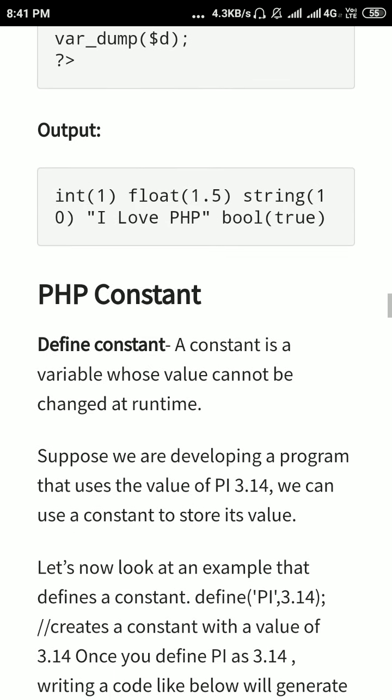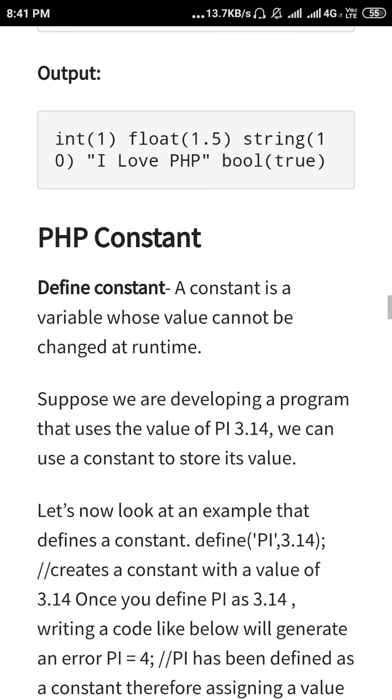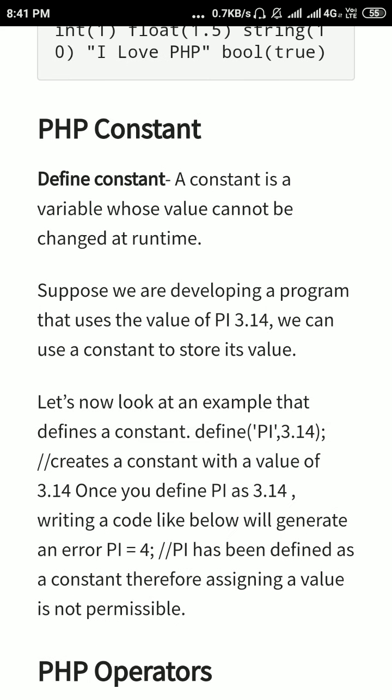What is a PHP constant? A defined constant is a variable whose value cannot be changed at runtime. Suppose we are developing a program that uses the value of pi 3.14. We can use a constant to store its value. As you know, the value of pi is not exactly 3.14, but we assume its value is 3.14. Okay, so it cannot be changed. Let's now look at an example that defines a constant.